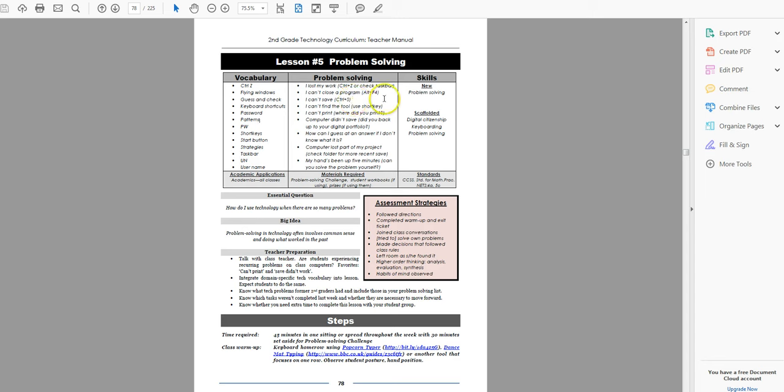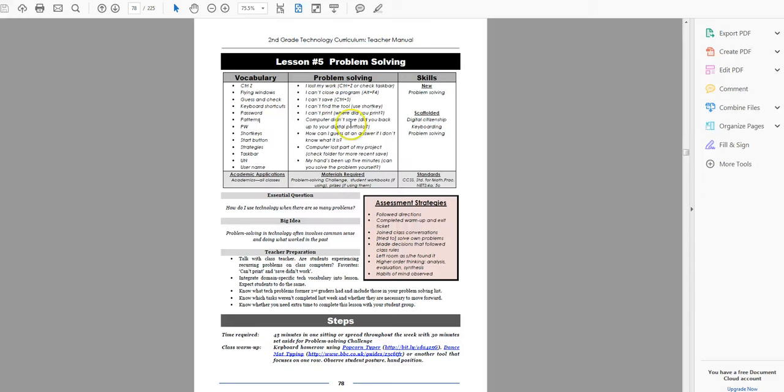Problem solving. I can't close a program. I can't save. I can't find the tool. I can't print. Okay. Could say Control P, but maybe that doesn't work. So where did you print last time? Last time you printed, where did it go? Was it in this lab? Did you print to the library instead? Because very often students will forget that they have to tell the computer where to send the printed copy.